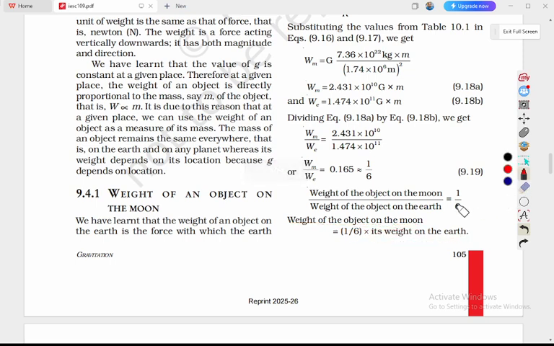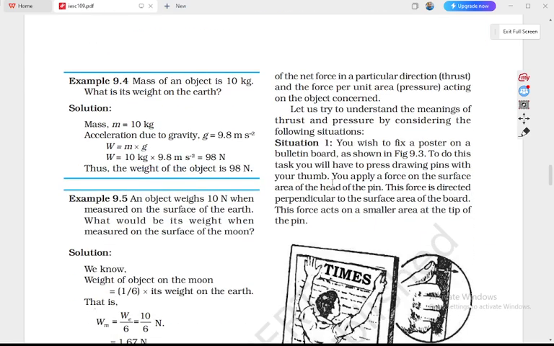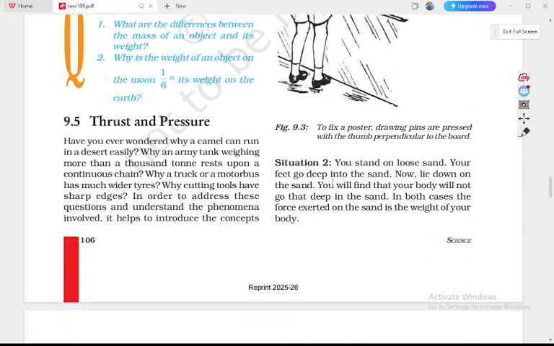Now what we find on the next page is the net force in a particular direction, thrust, and pressure. What is the meaning of thrust and pressure?